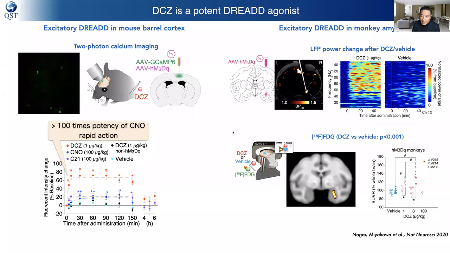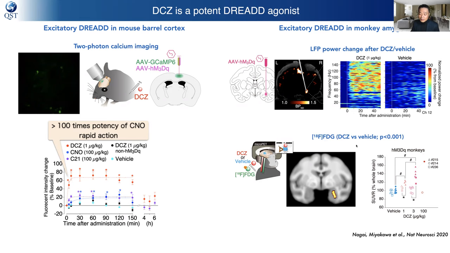Similar rapid enhanced neuronal activity was found in the monkey expressing HM3DQ in the unilateral amygdala. Now, when we stick an electrode into the amygdala neuron expressing HM3DQ region, we obtain a nice, quickly enhanced LFP power following the DCZ administration within minutes. Although in this case we use a very low dose of DCZ, we obtain nicely enhanced neural activity.